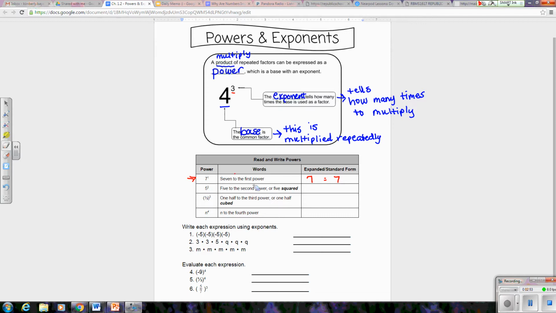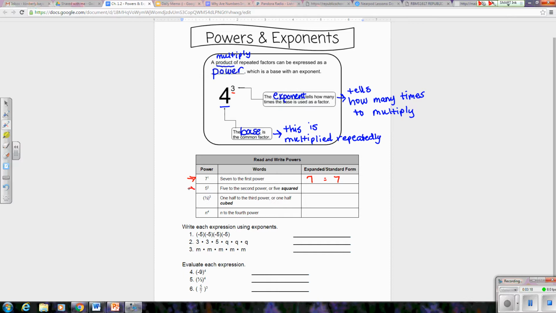Okay? Every single number that you see, every single number has an understood exponent of 1. We just don't need to write it. We don't need to write everything out. If we wanted to write 7 plus 2, we wouldn't need to write 7 to the first plus 2 to the first. We just know that it's 7 plus 2. We don't need the exponents there. Okay? But that's called 7 to the first power.